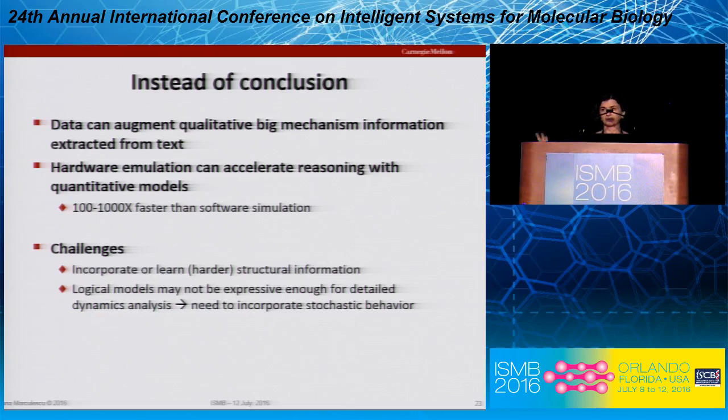And data can be noisy, in which case, of course, you need to incorporate stochastic behavior. So true logical models may not be expressive enough. So incorporating stochastic behavior would allow us to model cell populations or heterogeneous populations interacting. But the fact that we're able to compile them directly to hardware would allow us to do this analysis faster. And in hardware, we do know how to do interacting state machines and things like that. So this is something that we're looking at.